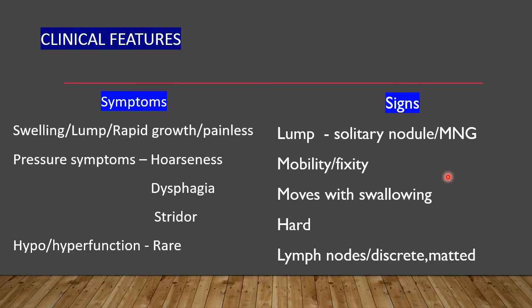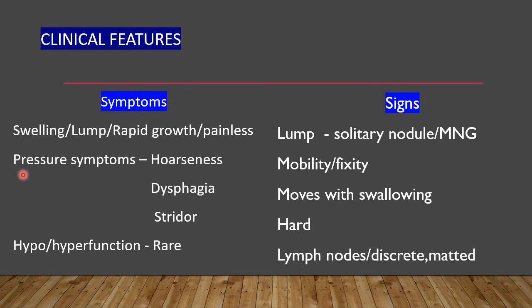Now, what are the clinical features of thyroid cancers? First, the symptoms. The most common symptom is a swelling or lump in the neck, either in the front or on the side of the neck. This lump is usually slow in onset, increases in size gradually, and is usually painless, unless it is infected or presses on some other structures.